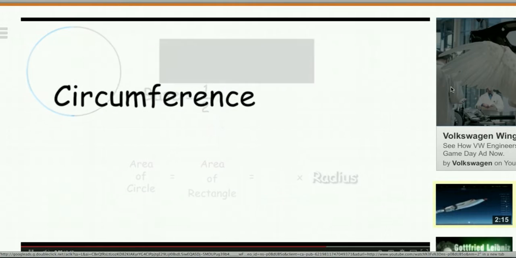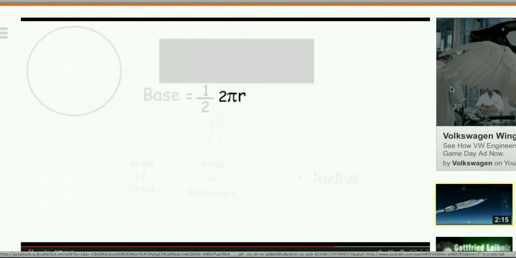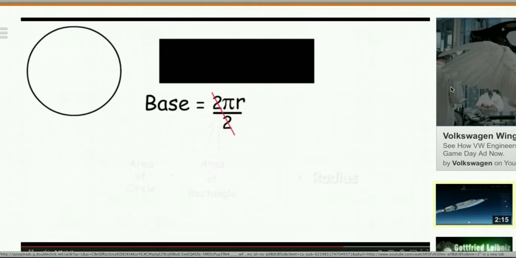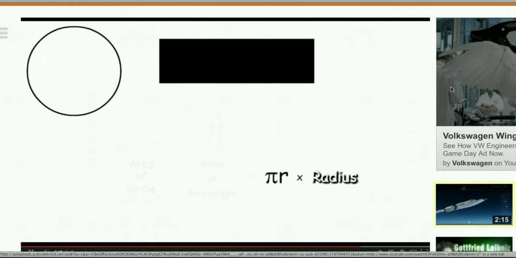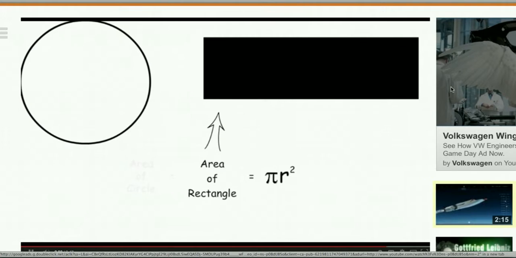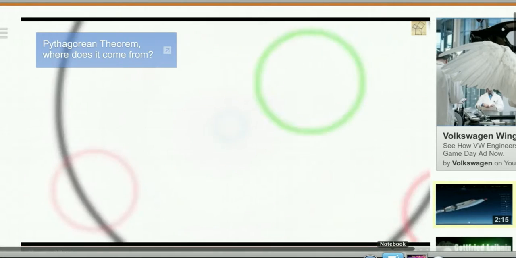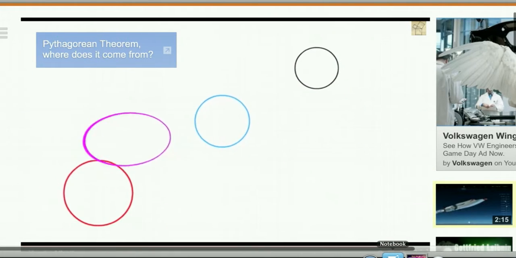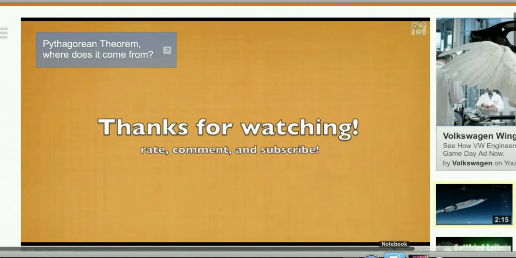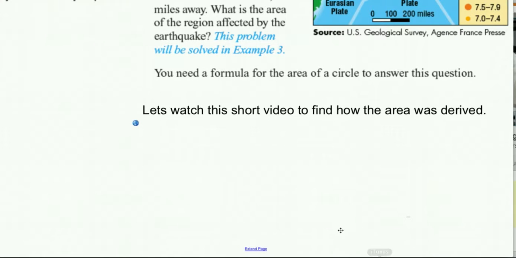Remember that the circumference is equal to 2 pi r. When we combine it with 1/2, the 2's cancel out, and base is equal to pi r. So now base times height becomes pi r times r. Combine the r's together and we have pi r squared, which is equal to the area of the rectangle, which is equal to the area of the circle. So pi r squared can be used to calculate the area of any size circle that exists. And that is how you derive the area of a circle. Okay?